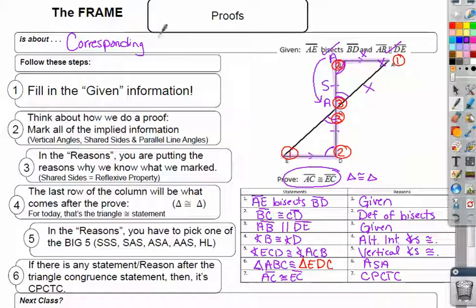Corresponding parts of congruent triangles are congruent. CPCTC. So if anything comes after triangle equals triangle, it will always be CPCTC. So there's all the steps.